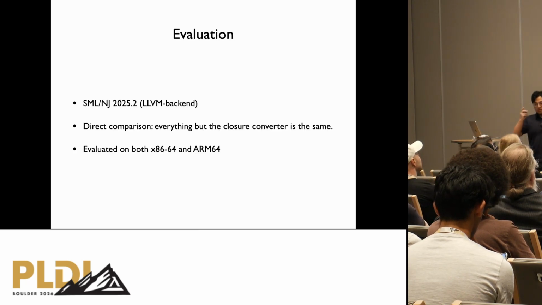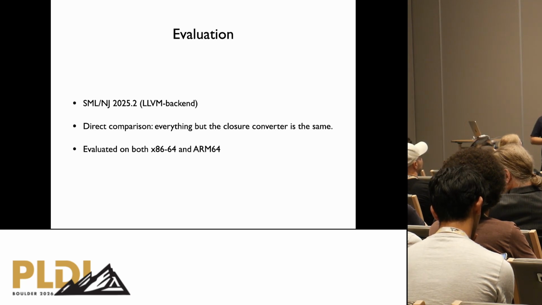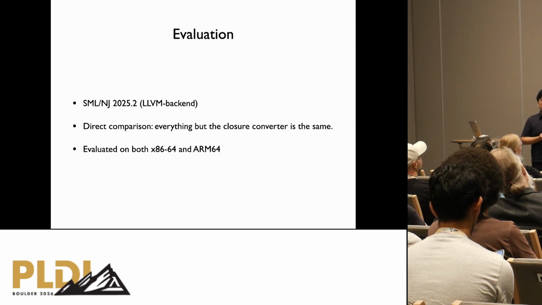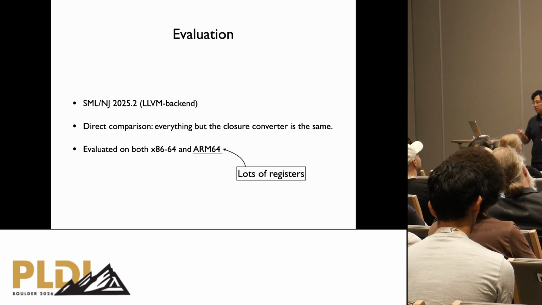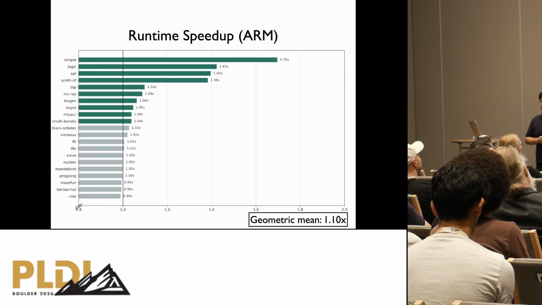So we implemented our methods on Standard ML of New Jersey 2025.2 with an LLVM backend, and we perform a direct comparison by swapping out only the closure conversion part while leaving everything else exactly the same. We evaluated on both x86-64 and ARM64 architectures, and we focus our results here today on ARM64 because it has lots of free registers for us to spread to. And the runtime speedup is significant.